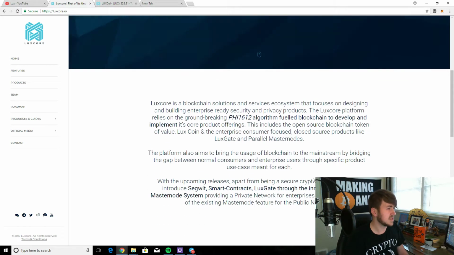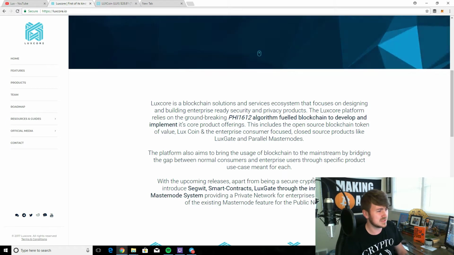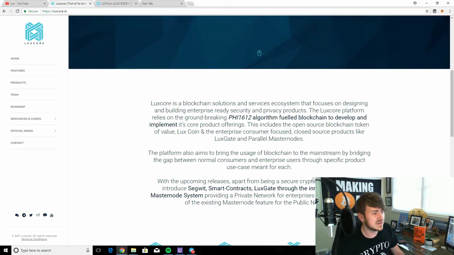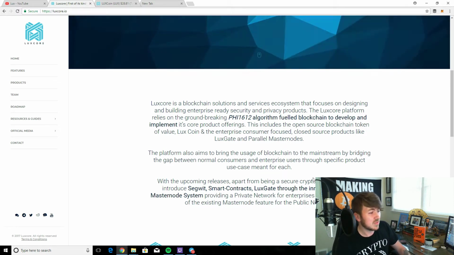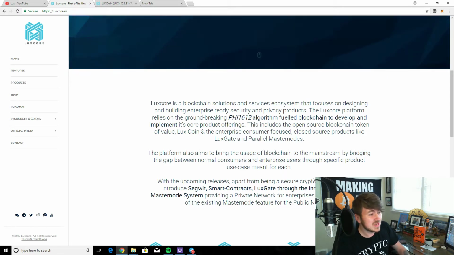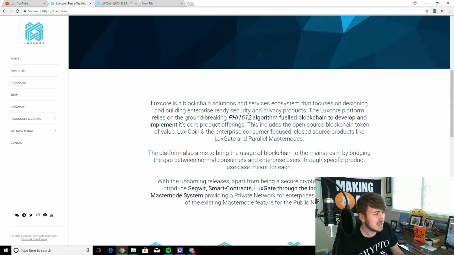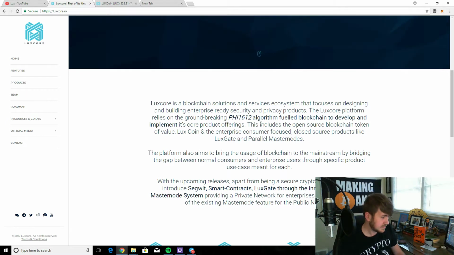Let's read through the description. LuxCore is a blockchain solutions and service ecosystem that focuses on designing and building enterprise-ready security and privacy products. The LuxCore platform relies on the groundbreaking PHI 1612 algorithm fueled blockchain to develop and implement its core product offerings. Let's look more into this PHI 1612 algorithm and see what the benefit is of it.